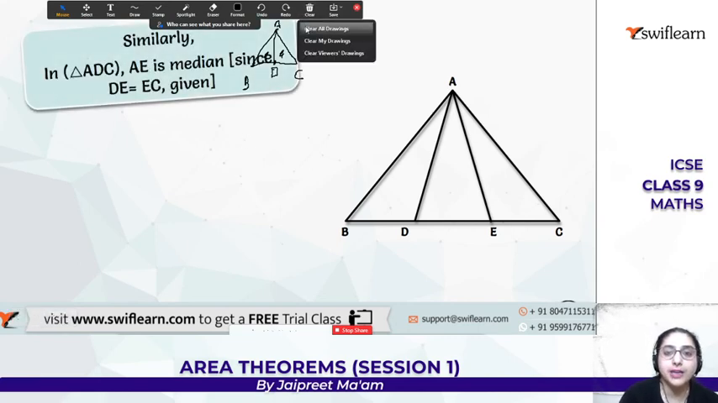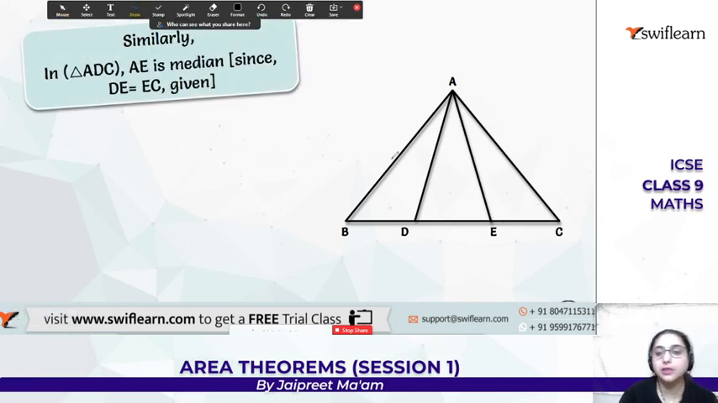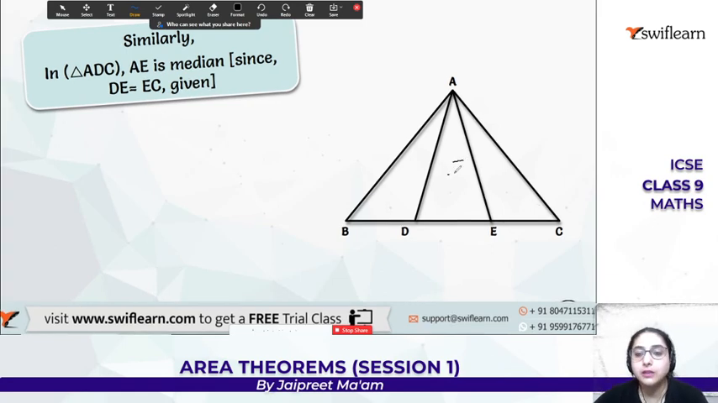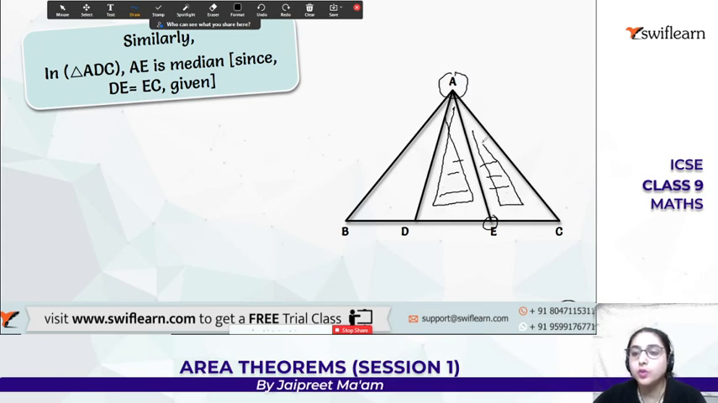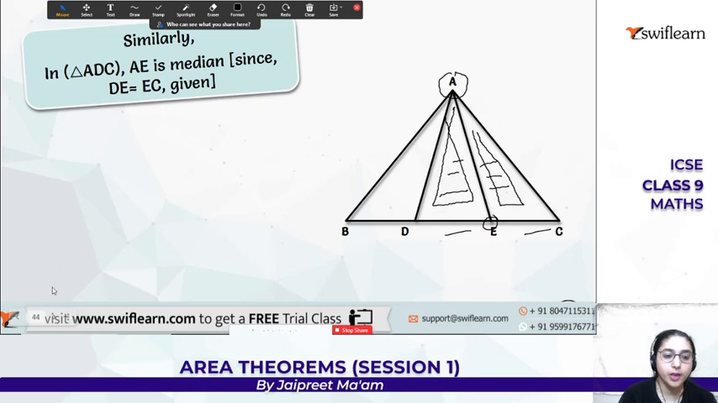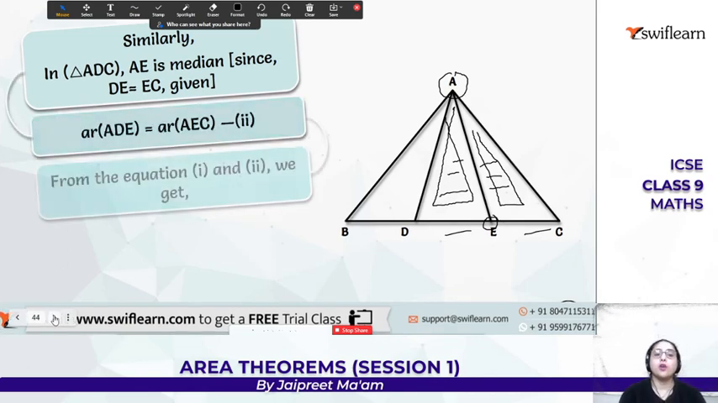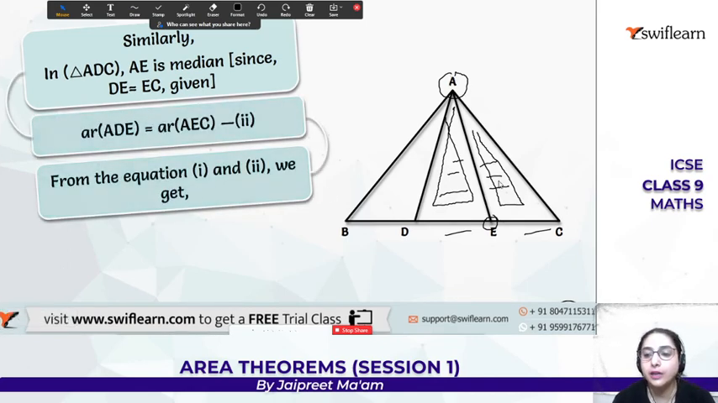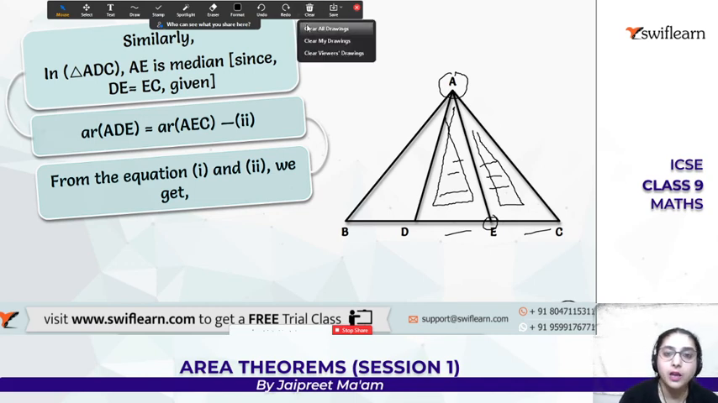Similarly, the triangle ADC, because again there is a median AE, this whole triangle is divided by the median AE. That means the area of ADE will be equal to this area, and we will put it as equation second, because it's already given in the question that DE is equal to EC. So the area of triangle ADE and the area of triangle ACE are equal.